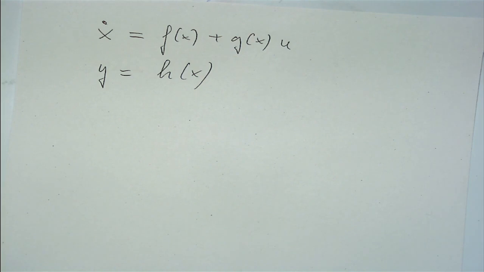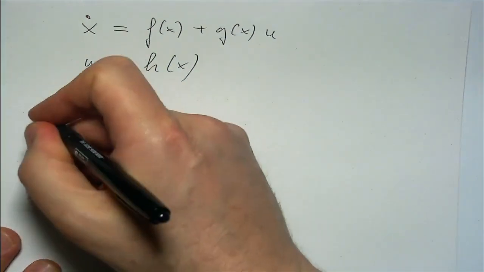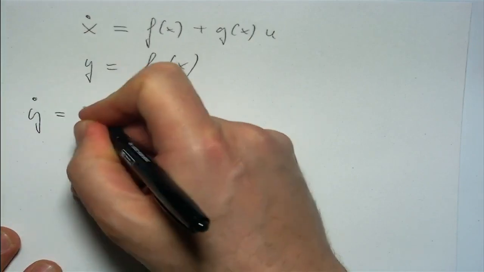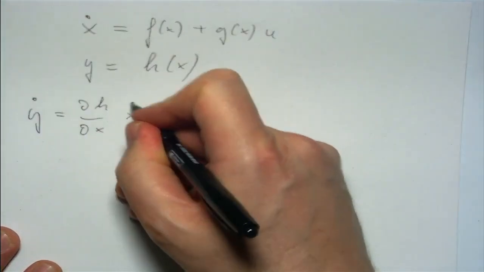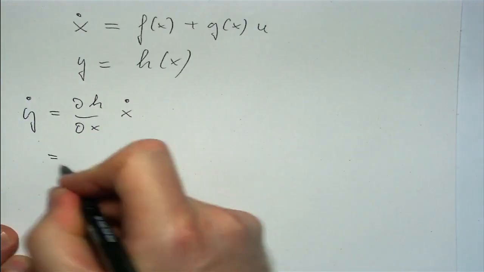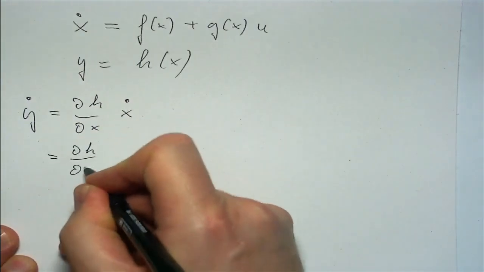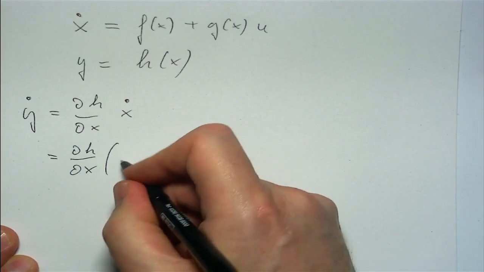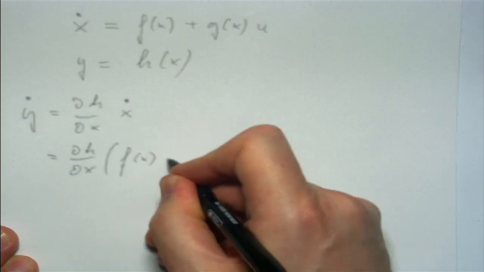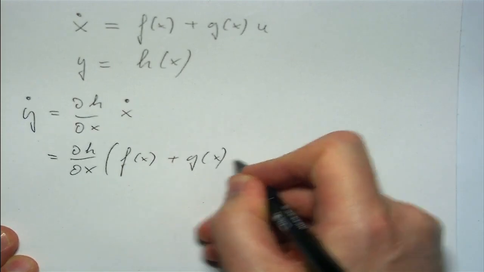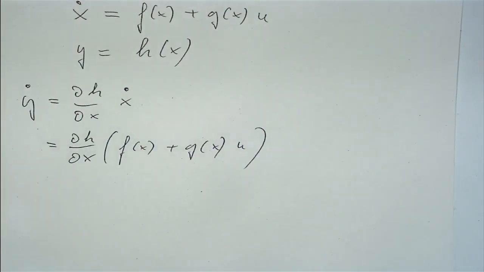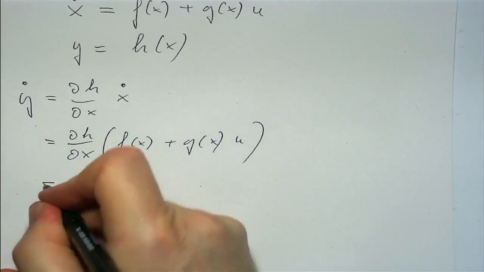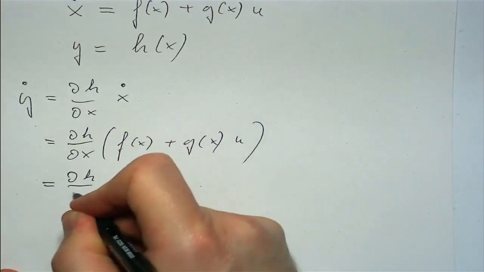So what we do effectively is here y dot equals dh/dx times x dot. Then we can replace this, and we've seen this yesterday, and you don't need to rewrite this. So we do this. We get these two terms once we multiply this out.